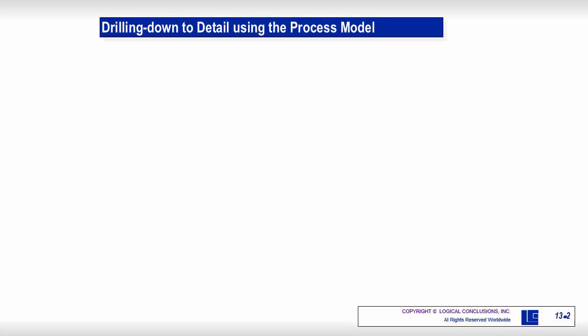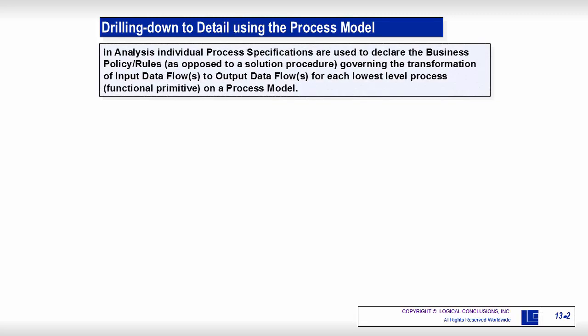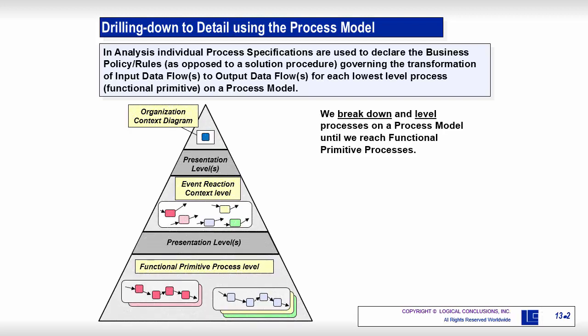Let me set the stage for this section by repeating the concept of leveling and partitioning process models from a previous section. We talked about using leveling and breaking down processes by drilling down to the detail using the process model. In analysis, individual process specifications are used to declare the business policy, as opposed to a solution procedure, governing the transformation of input data flow or flows to output data flows for each lowest level process, functional primitive, on a process model. Remember, we break down and level processes on a process model until we reach functional primitive processes.